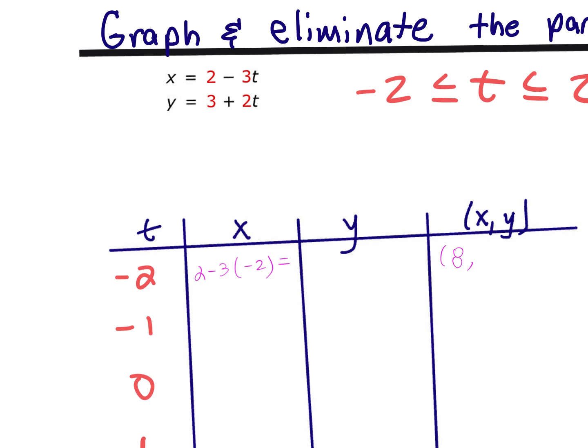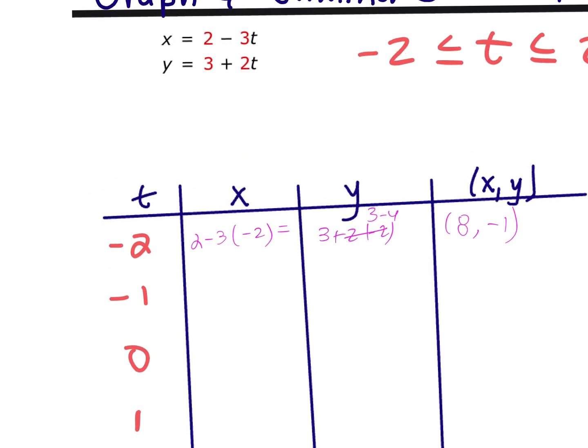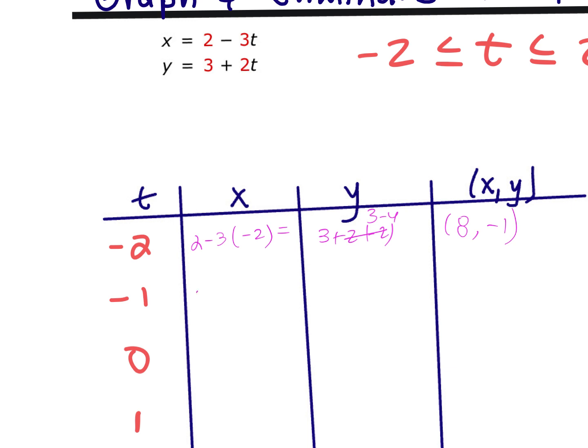Now I'm going to plug in -2 and put it into the y equation. So 3 plus 2 times -2. This is going to be 3 minus 4, correct? So I get -1. You guys agree? Everybody with me? Okay, same thing. Now I'm going to take the -1 and plug it into the x equation. So 2 minus 3 times -1. What does that equal? What's 2 plus 3?